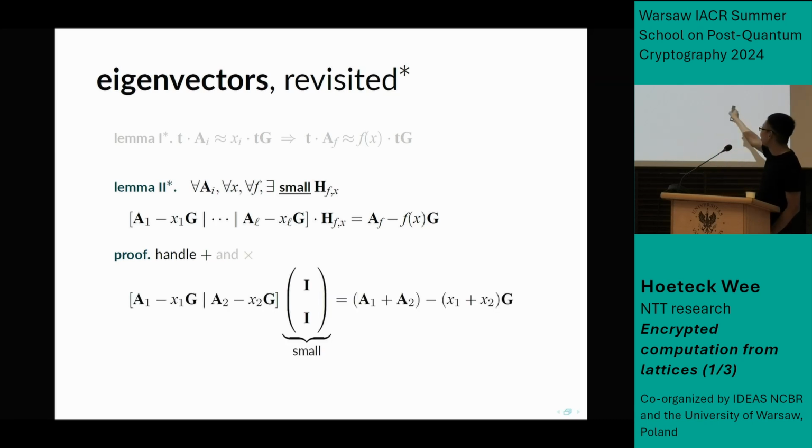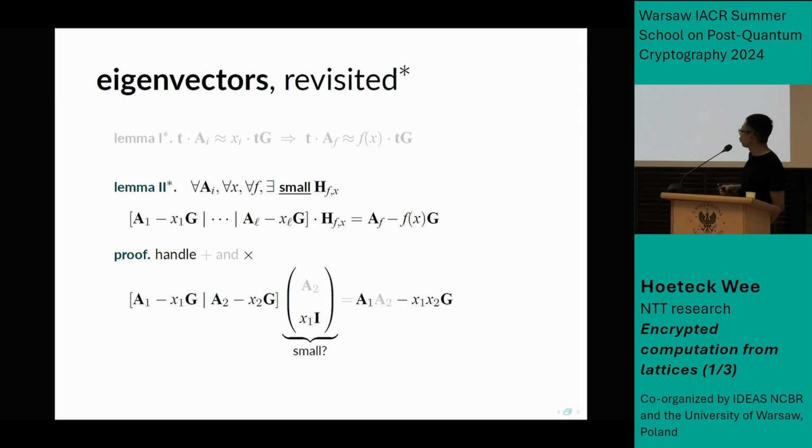So, all right, for addition, this is the equation that we want to prove. And basically, you can use the same H for the addition as before. The nice thing is the H is just identity followed by identity, and this is a low norm matrix. So you get it for free.